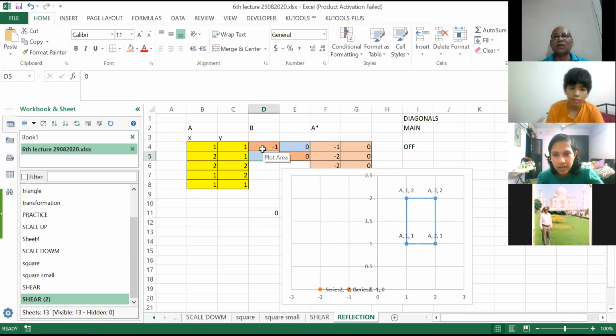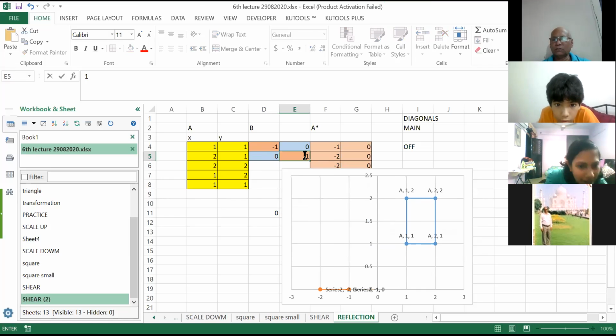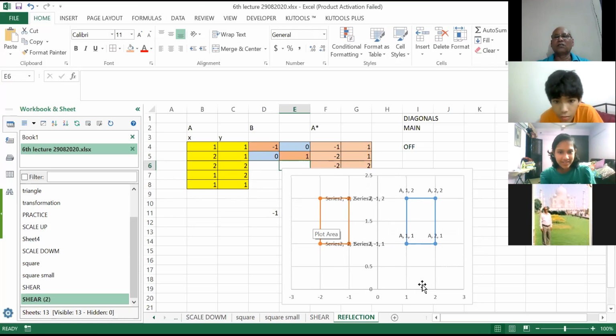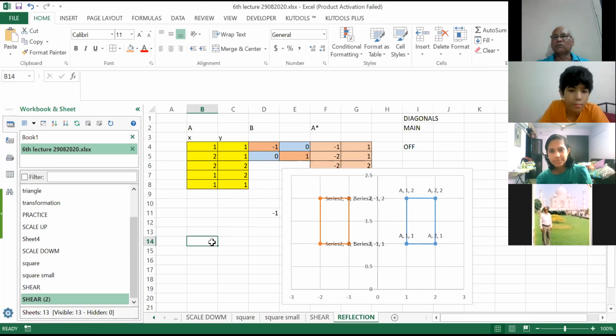So you can see now that it is -1 and 1. Because the y-axis needs to be the same, only the x value is multiplied by -1, and the y multiplier is 1. The mirror is about y.